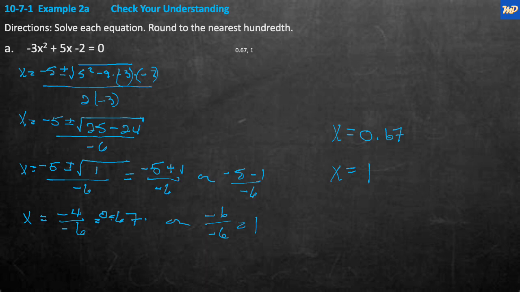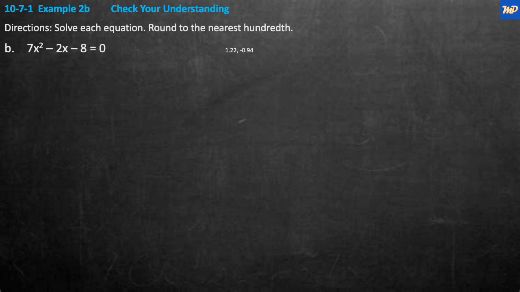Okay, now for the next one. Okay, example 2b, which is the second problem. It's to solve the equations and round to the nearest hundredth. So go ahead and try it on your own. When you get done, we'll come back and we'll do it together. Okay, we're assuming you're back. So let's give it a try.